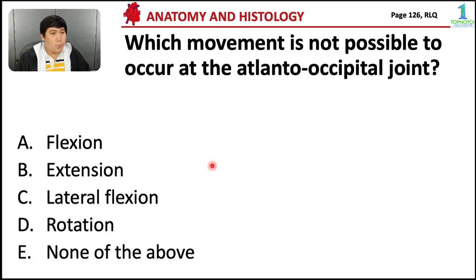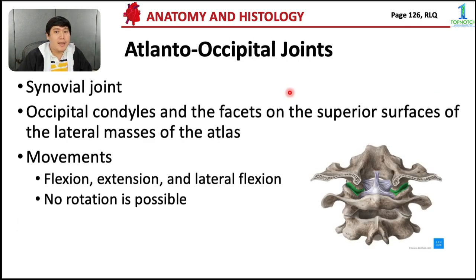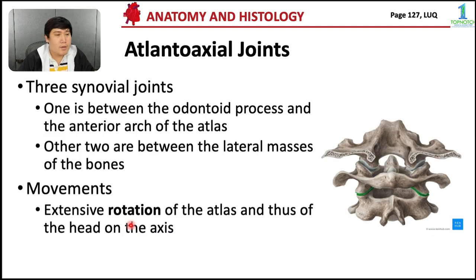Next. Which movement is not possible to occur at the atlanto-occipital joint? It's a yes joint. So you have flexion, you have extension. You can also have lateral flexion actually. You don't have rotation in the atlanto-occipital joint, because rotation occurs in your atlanto-axial joint. So again, the atlanto-occipital joint is a synovial condyloid joint. You have flexion, extension, lateral flexion, but no rotation. But in your atlanto-axial joint, this is where your rotation occurs.